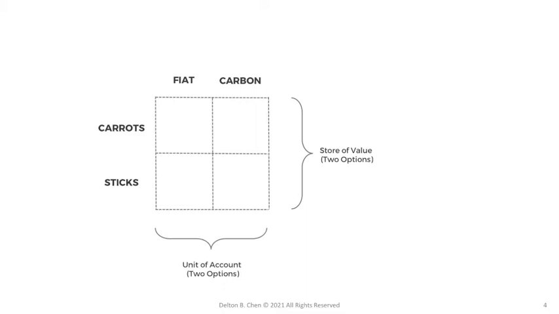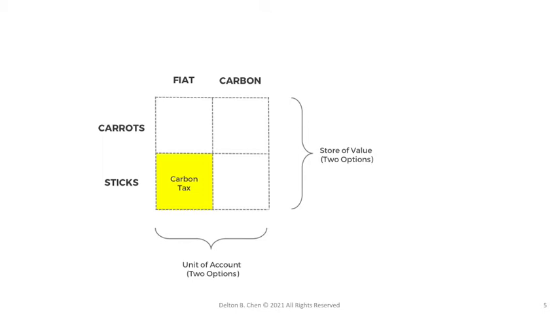The columns of the matrix are denoted as fiat on the left and carbon on the right. These represent the 2 main options for the unit of account of the instruments that are used to hold and trade value. Let's consider the carbon tax first. It occupies the bottom left quadrant of the matrix.